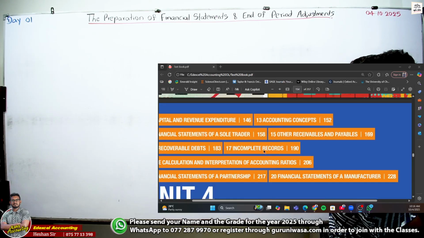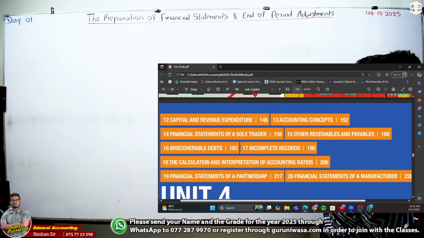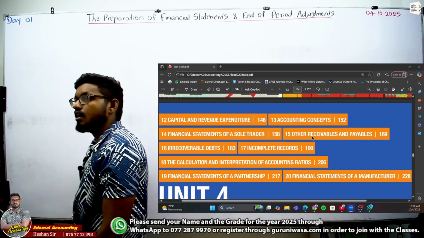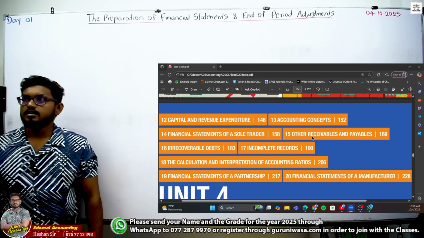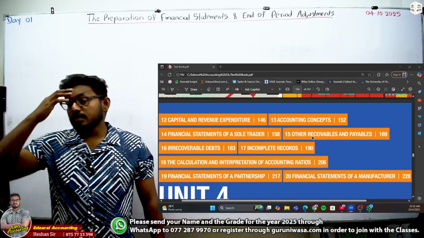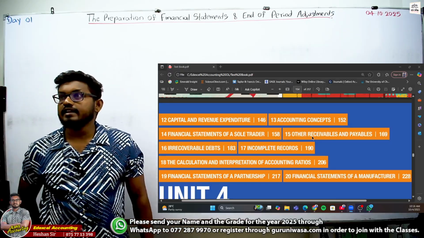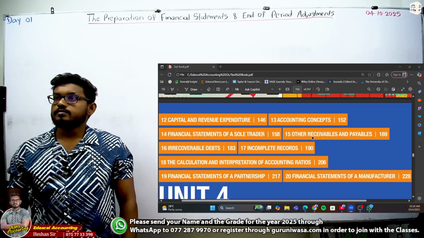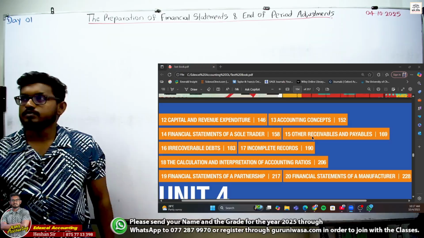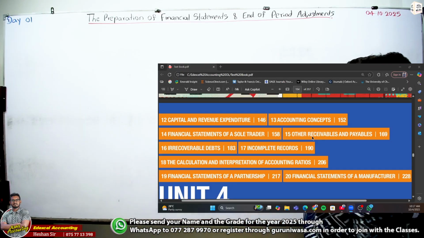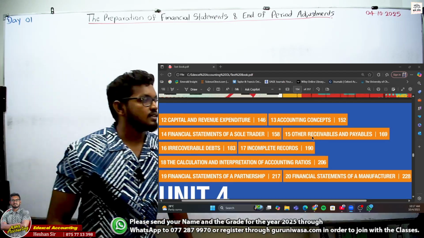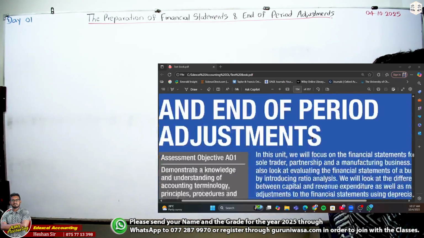What are the things included in here? You can see that included in here are capital and revenue expenses, accounting concepts, financial statements of a sole trader, other receivables and payables, irrecoverable debts, incomplete records, calculation and interpretation of accounting ratios, financial statements of a partnership, financial statements of a manufacturer. These are the things that need to be covered in this lesson. So I'm going to start with the first one.